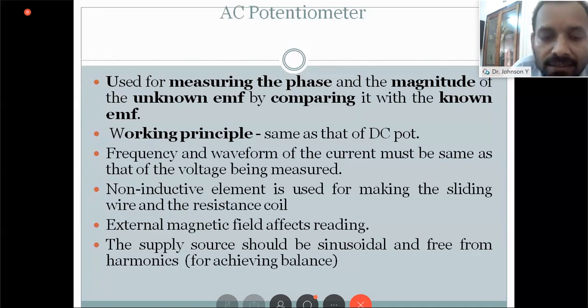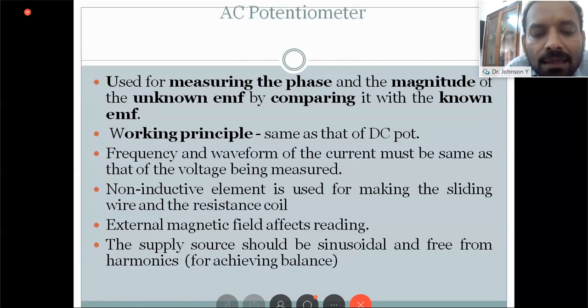Another thing is that a non-inductive element is used for making the slide wire and the resistance coil. In this AC potentiometer, the slide wire should be non-inductive. If there is some inductance, then what will happen? Phase deviation will happen. In order to avoid that, a non-inductive element is used for making the sliding wire and resistance coil.